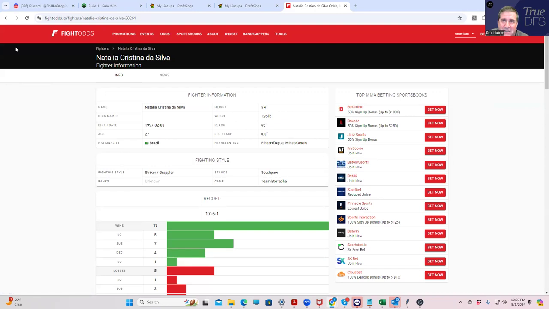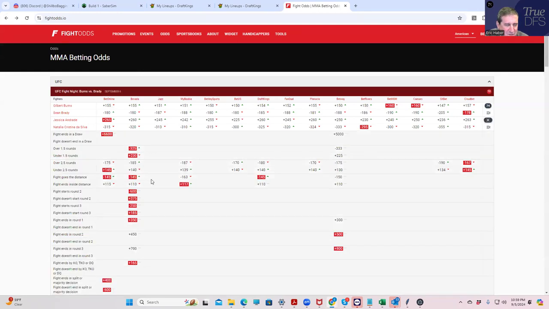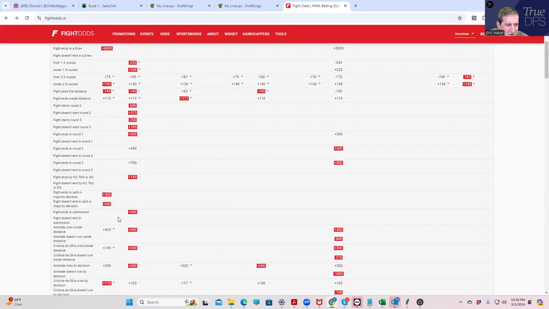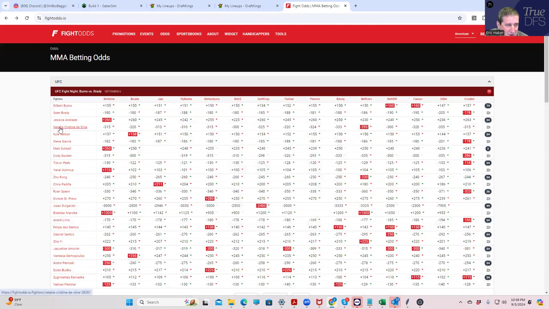I would just as soon pass on Natalie Silva here. She's 9K, and we've talked about some really good favorites. Her inside the distance line is plus 200, and she has no takedown upside. I think this is almost like a full fade of Silva.